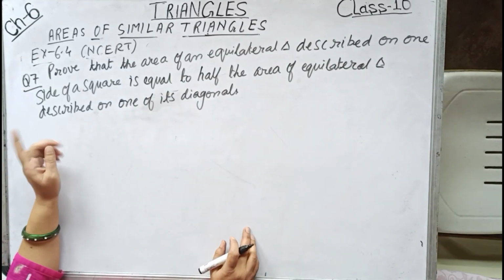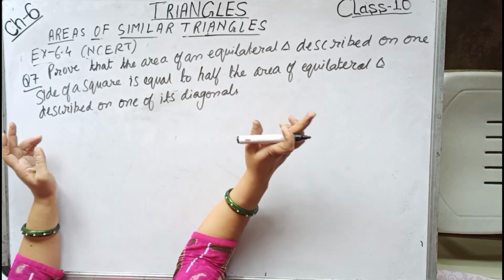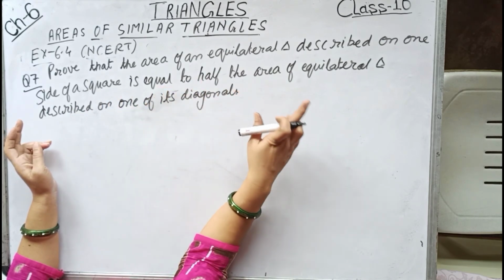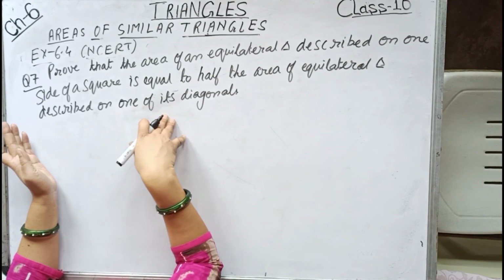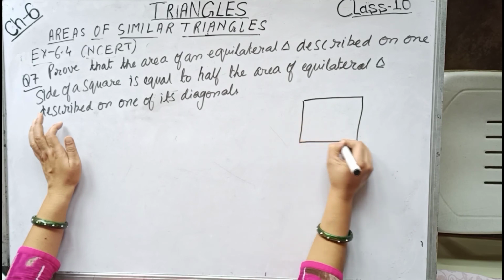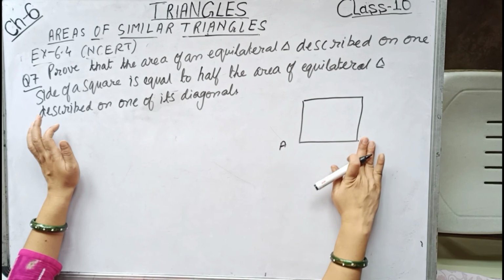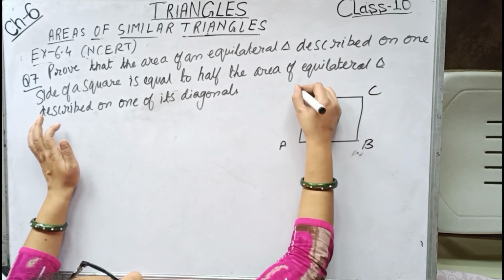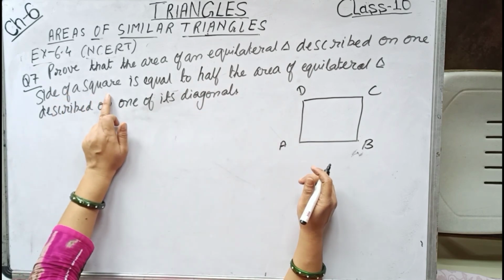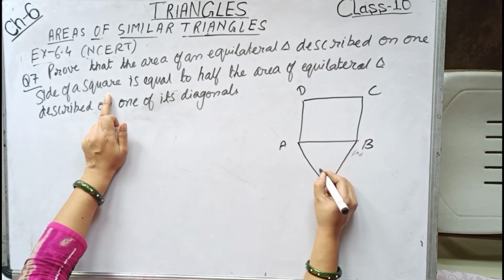Question number 7 is saying that prove that the area of an equilateral triangle described on one side of a square is equal to half the area of the equilateral triangle described on one of its diagonals. So suppose a square ABCD we are considering. The question is saying area of an equilateral triangle described on one of its sides. So let us consider any side. I am drawing an equilateral triangle on this.